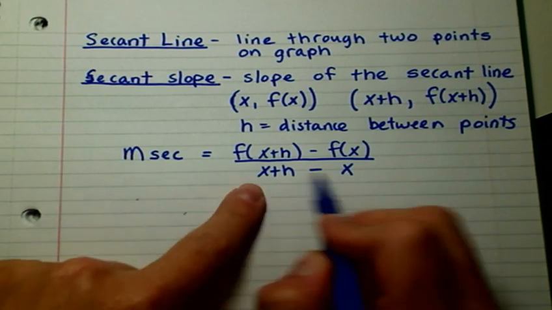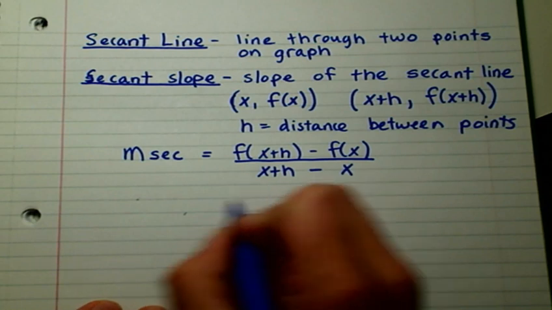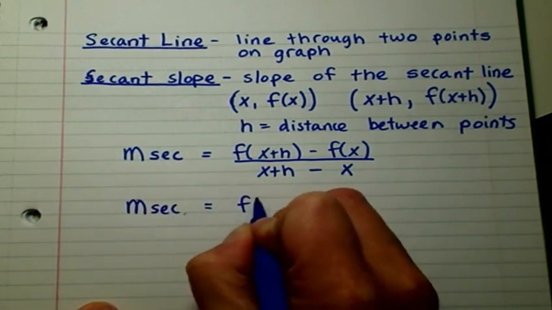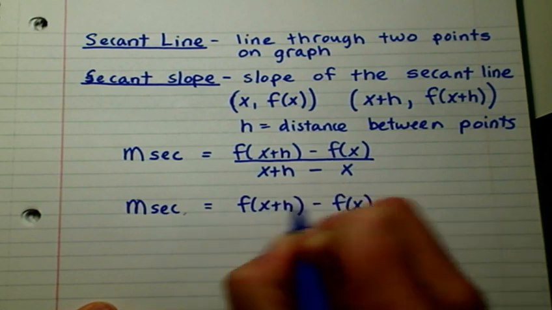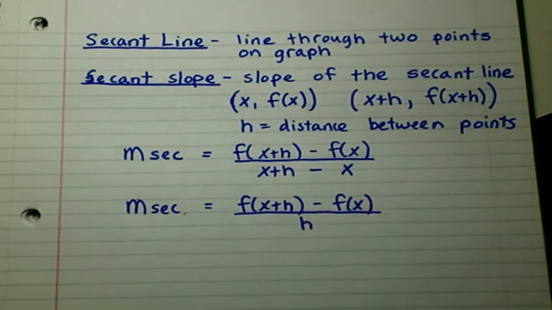Okay, notice that in the denominator, the x's actually do cancel out. So slope secant equals f of x plus h minus f of x all over h. That's the secant slope. But we're more interested in tangent slope because that's really what calculus is about, is the tangent slope. Okay?